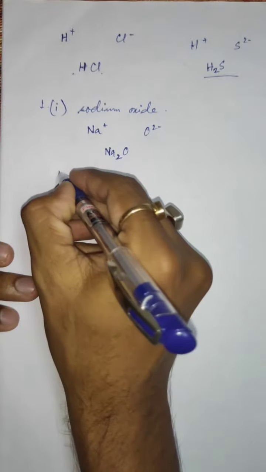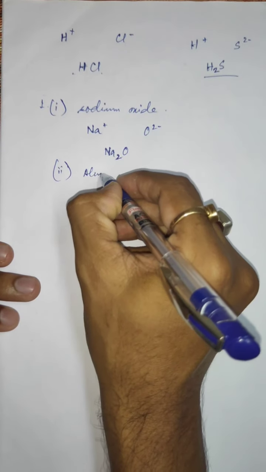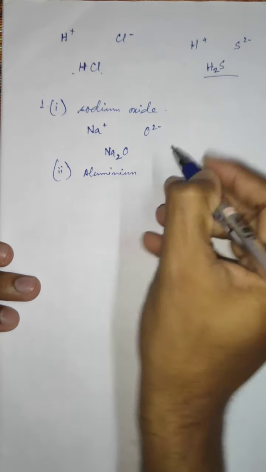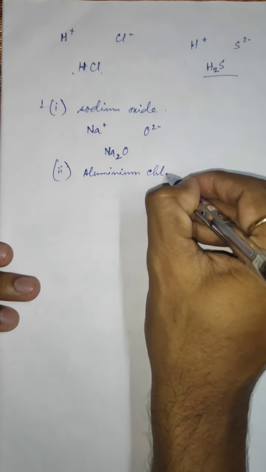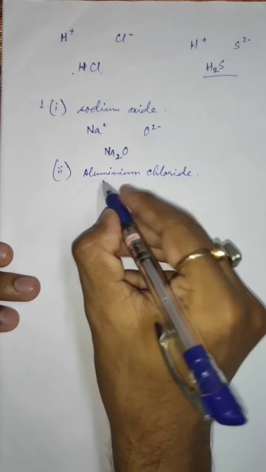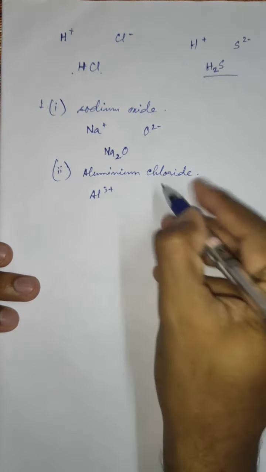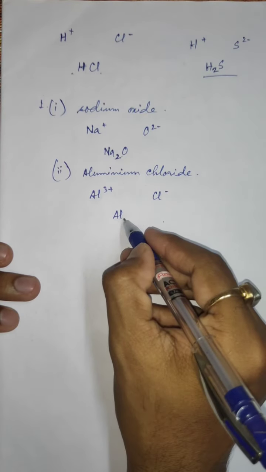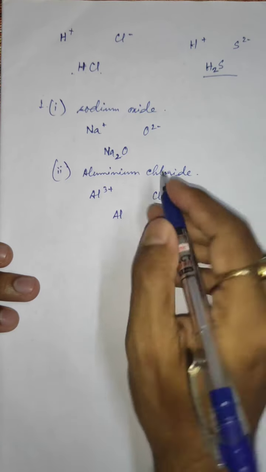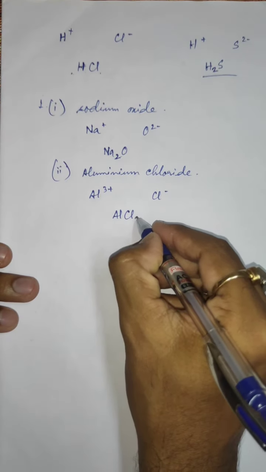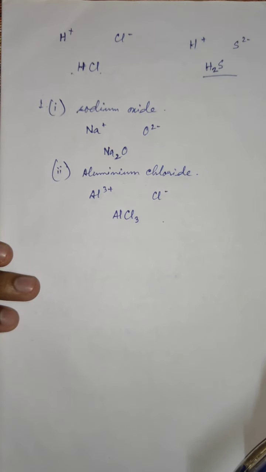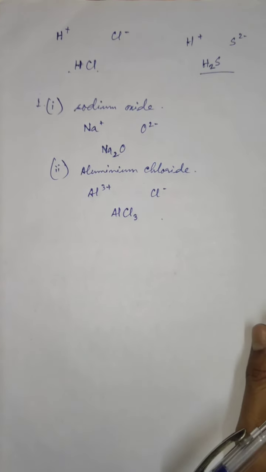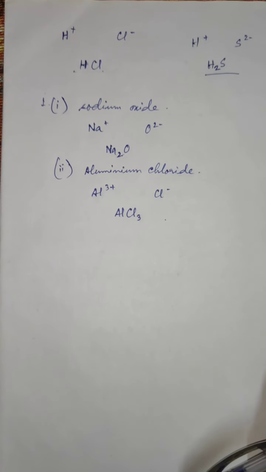Aluminium chloride, number 2. Aluminium chloride. Okay, so Al3 positive and Cl negative. Again crossover, this 1 will come there. 1 we don't write, and again we shall write Cl3, this 3 we shall write here. So this way the chemical formula for aluminium chloride is AlCl3. I hope you have got it. You can write the rest of the formulas.